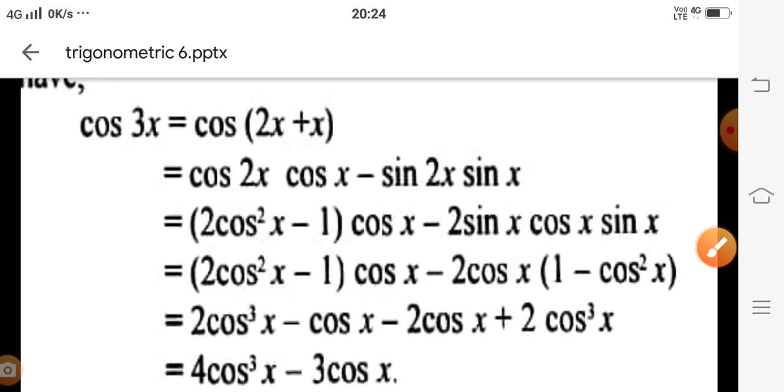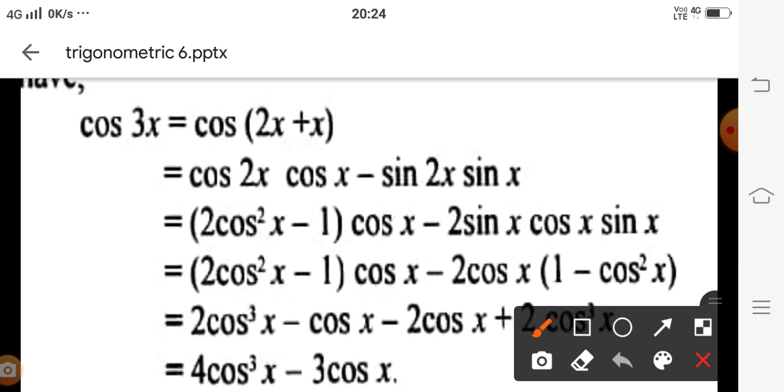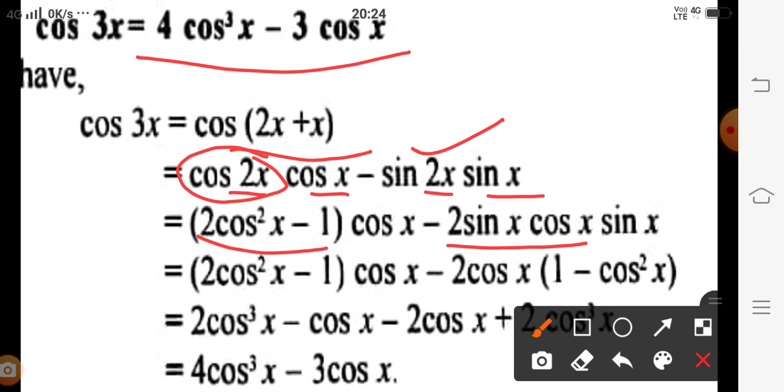Similarly we are able to get the formula for cos 3x. Cos 3x is equal to 4 cos cube x minus 3 cos x. Cos 3x is written as cos (2x plus x). Expand the identity cos (a plus b); we are getting cos a cos b minus sin a sin b. Then we have the identity for cos 2x in terms of cos, 2 cos square x minus 1, and we have the value of sin 2x, 2 into sin x cos x. On substituting these values and solving, we are getting 4 cos cube x minus 3 cos x.